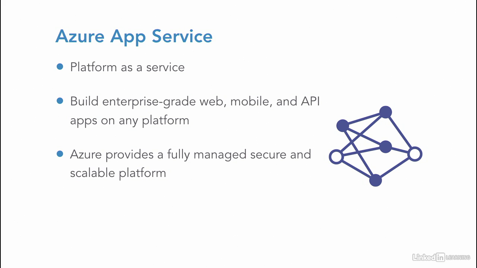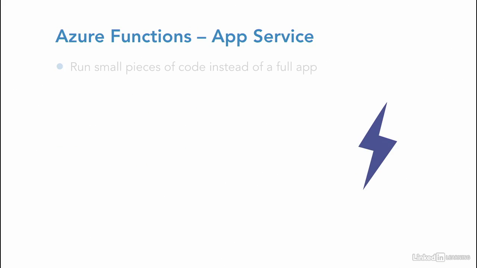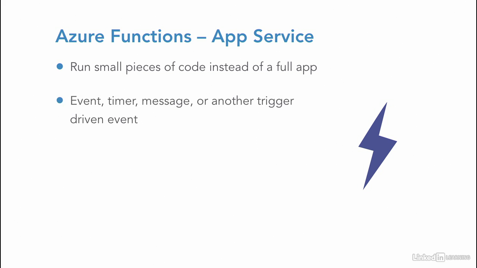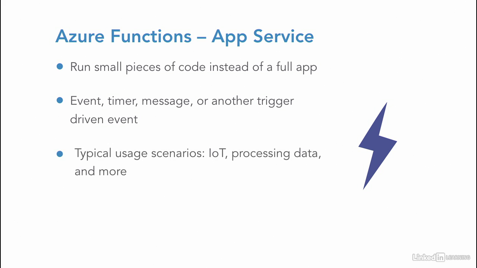And tied to the App Service is Azure Functions. An Azure function runs a small piece of code instead of the full-blown app. Azure Functions are triggered by an event, timer, message, or another event. So something will trigger an Azure function. Typical usage scenarios for an Azure function include IoT or the processing of data. For example, if someone uploads an image, then an Azure function would be triggered to process that image.